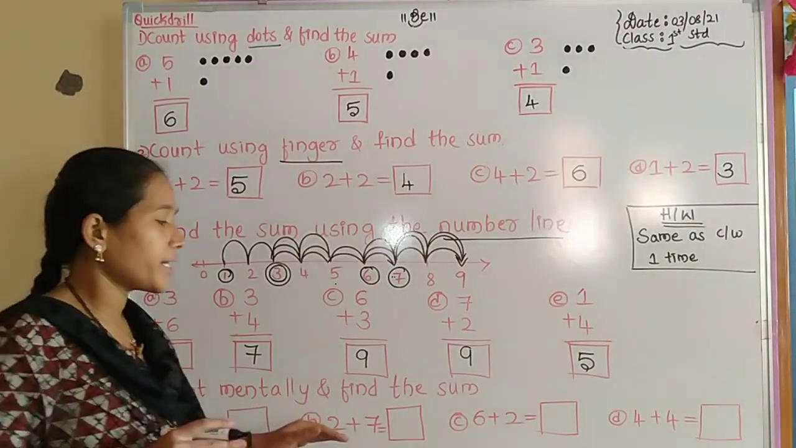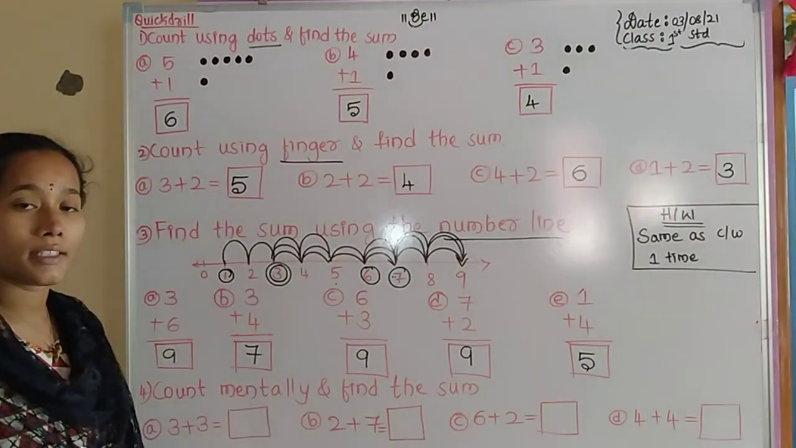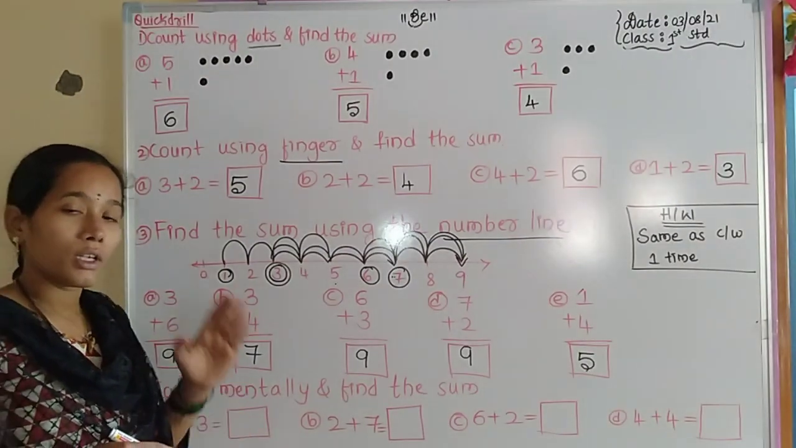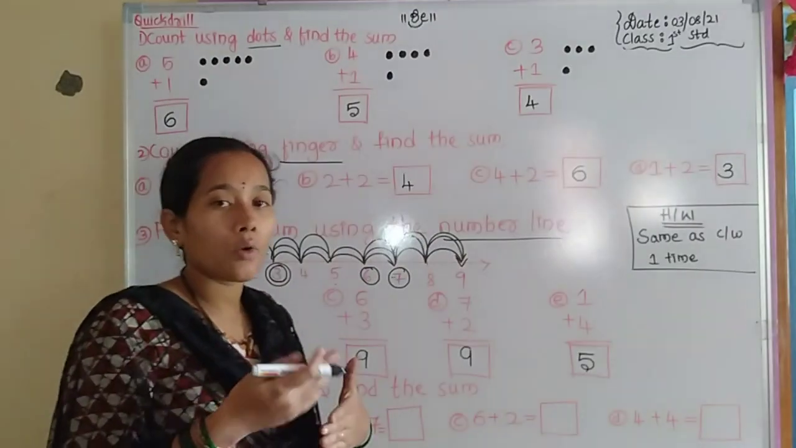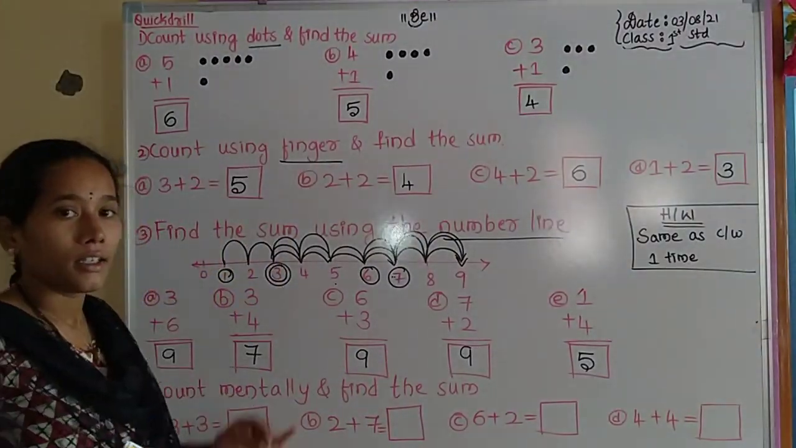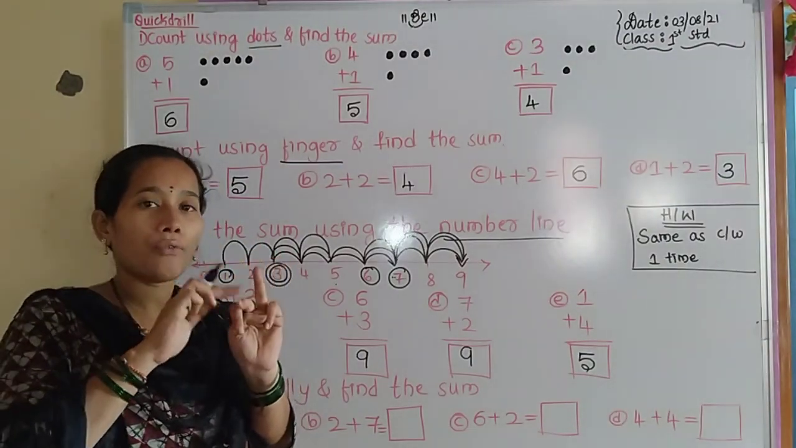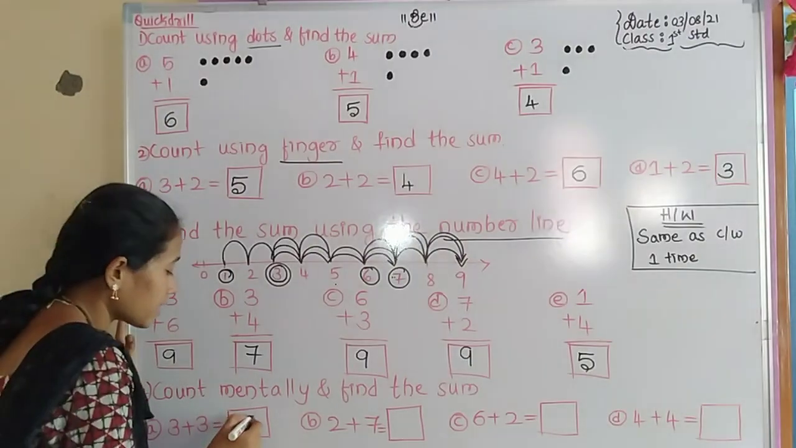Count mentally and find the sum. It is also one important method in addition, that is mental arithmetic. So in mental arithmetic, with forward counting only we have to write the answer quickly. See, 3 plus 3. 3 is in your mind and 3 fingers. After 3, 4, 5, 6. So we have to write the answer quickly.